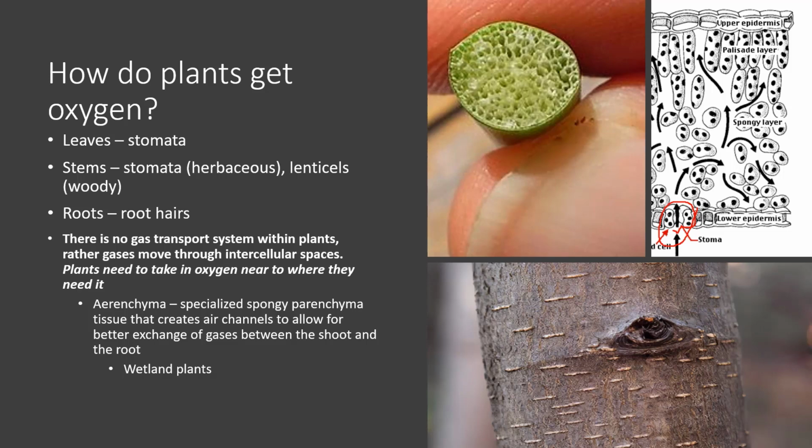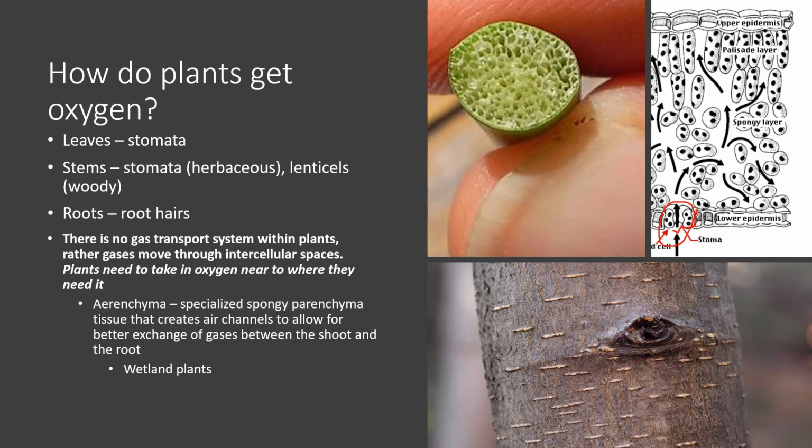Now, a critical point is that there is no gas transport system within plants. There is not a system within our plants that moves oxygen from one part of the plant to another part of the plant, right? You have a circulatory system where your blood is transporting oxygen, but plants do not have that. Their vascular system is just transporting water, as well as minerals and some metabolites, through the xylem and the phloem, but it does not transport oxygen. And because of that, plants need to take in oxygen near where they need it, right? It's difficult for a plant to take in oxygen from the leaf and have that oxygen travel down to the root system, because there's no transport system.